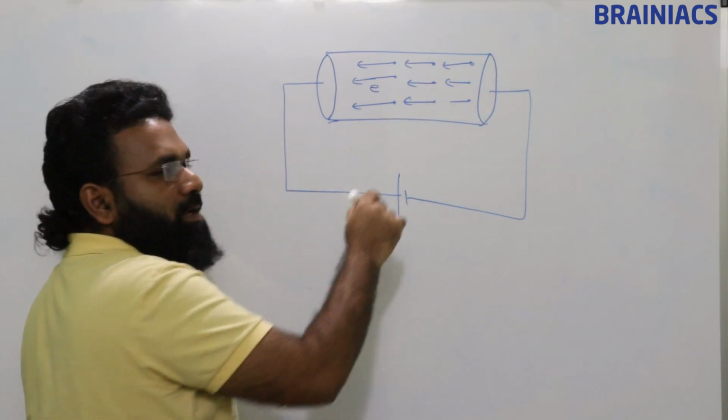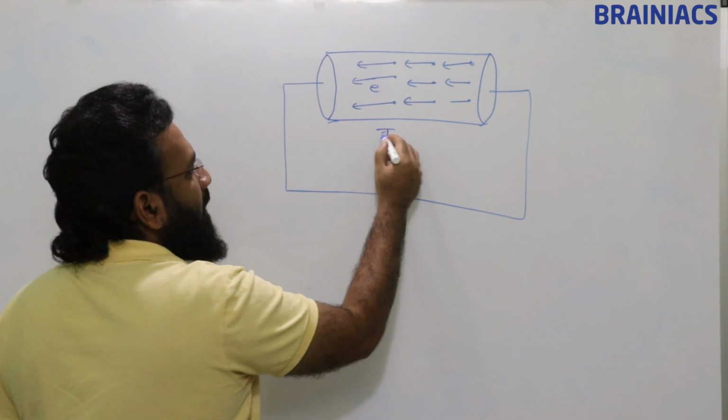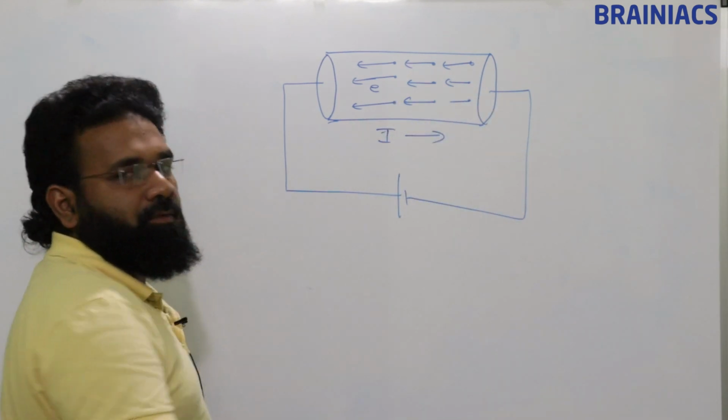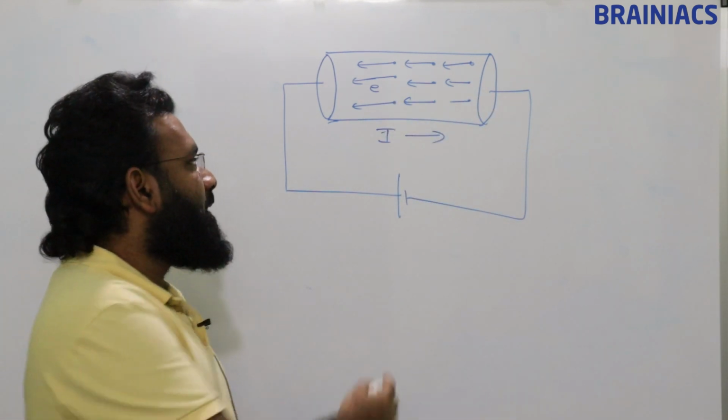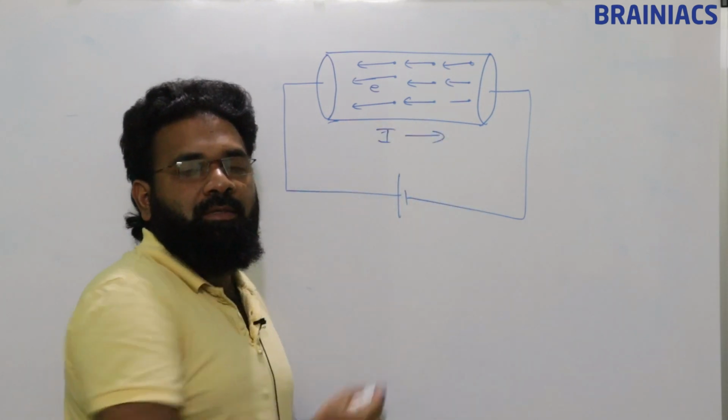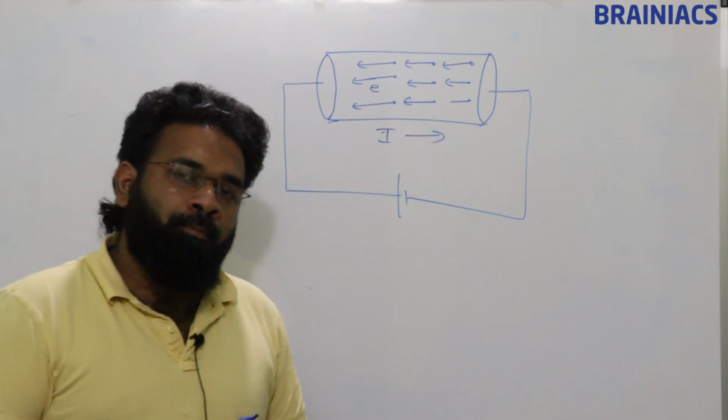Electrons will be moving in this direction, so current will be moving in that direction. We will be able to make a current flowing in this setup, in the conductor.